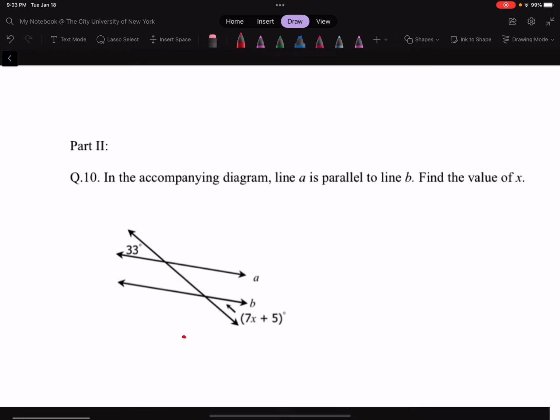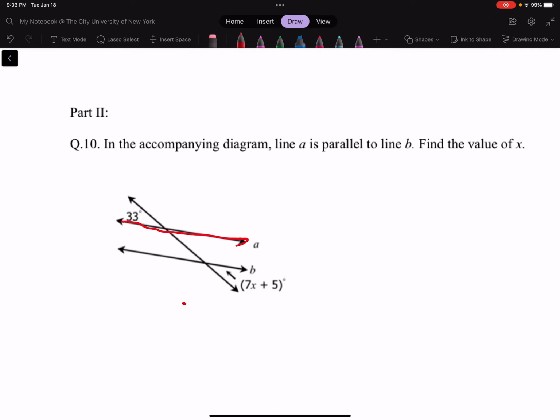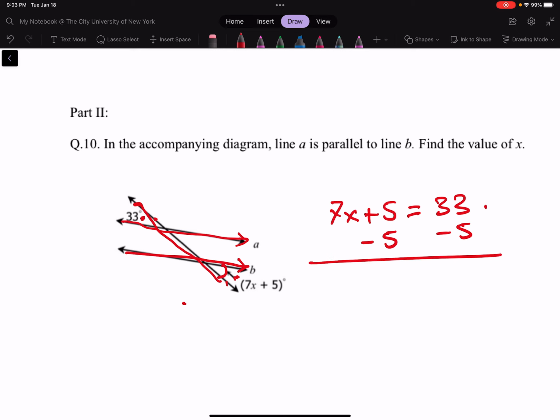Now for this one, you can see again parallel lines, transversal. So these are alternate exterior angles and they're congruent. So you can say 7x plus 5 equals, from the theorem, 33. Now you need to isolate x, so you subtract 5. This is gone. So you have 7x equals 28. To isolate x, we divide both sides by 7. So you have x is 4. All right.